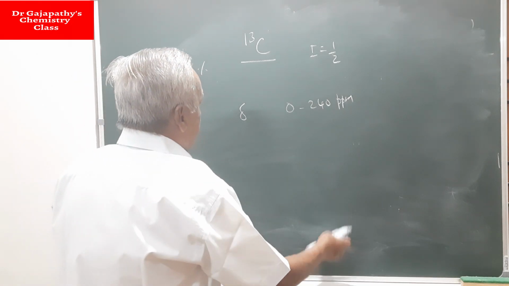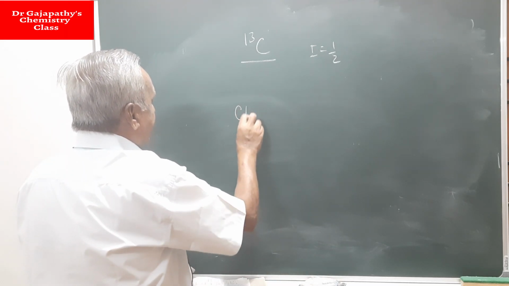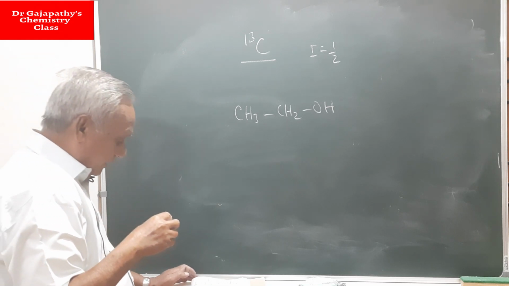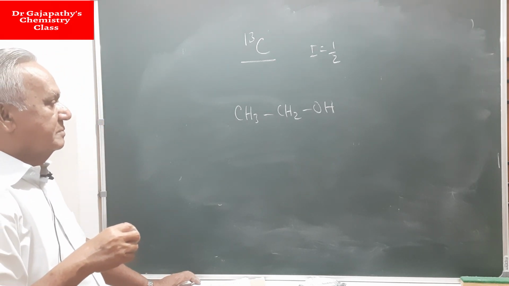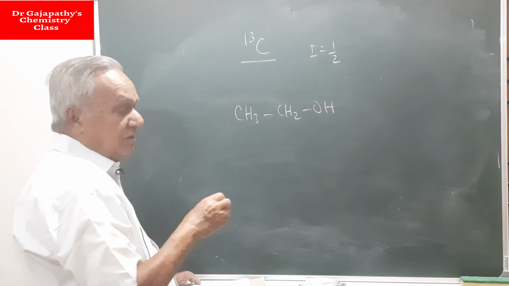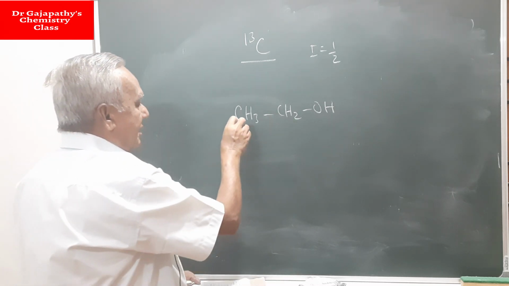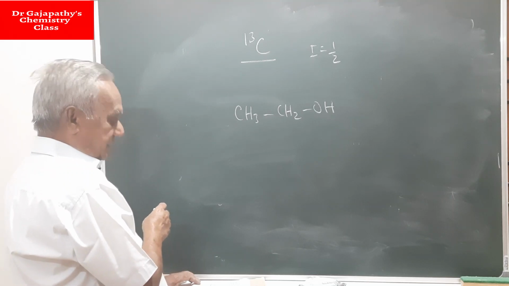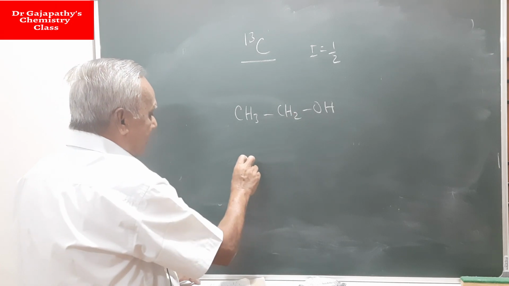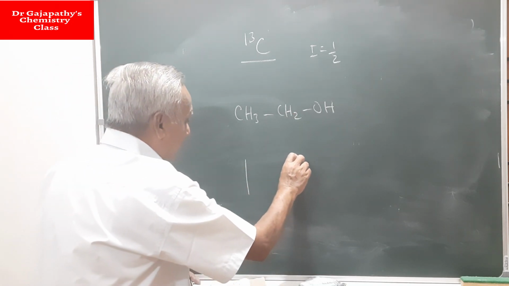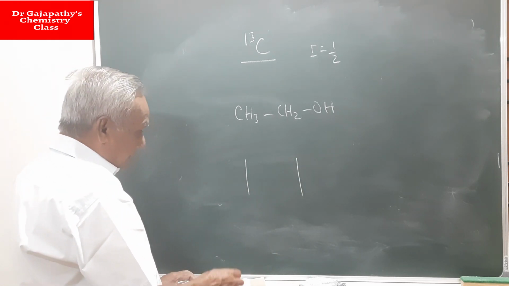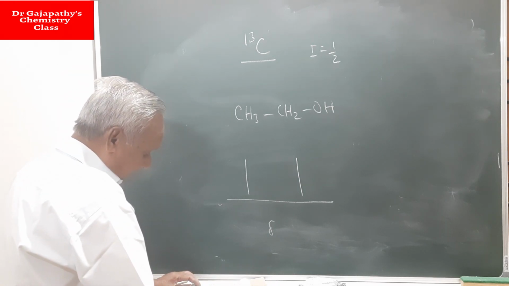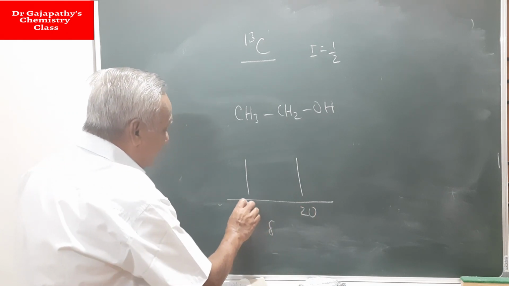Say for example, I am recording the C13 NMR of ethanol. The methylene carbon will absorb at a low field because it is attached to an electronegative atom, and the methyl carbon will absorb at a high field. So I get two peaks for carbon 13. Delta value, methyl will be at 20 ppm and methylene at 60 ppm.